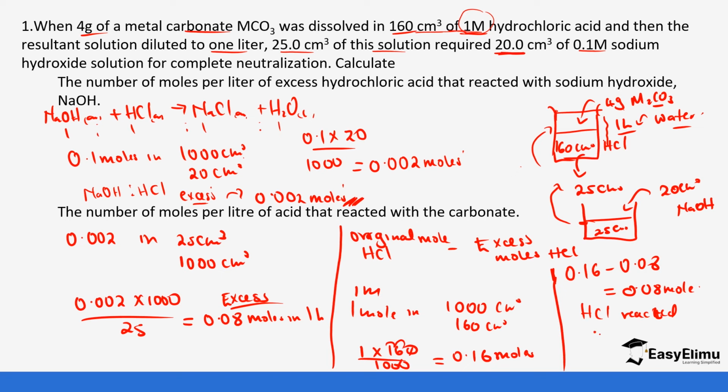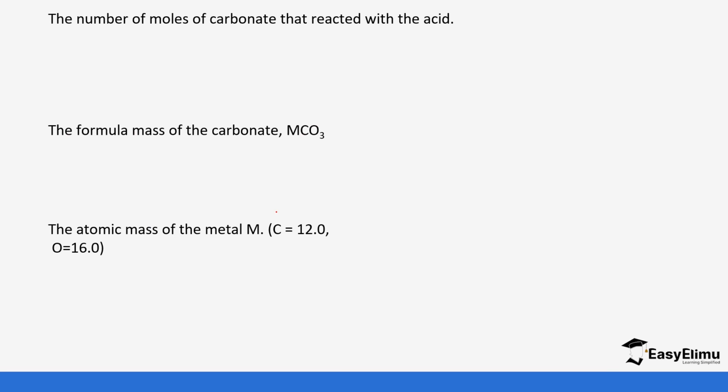So these are the moles of HCl that reacted with the carbonate. So I hope you have understood what we have done. So we calculated the original moles. The original moles were 1 molar of hydrochloric acid dissolved in 160. So it means 1 mole was in 1000, but we only used 160. So we get the actual moles, which was 0.16. But the ones that were excess that went to react with sodium hydroxide was 0.08 moles that we had calculated before. So we subtract the excess from the original, so we get the actual that reacted with the carbonate. Now we have the moles of the acid that reacted with the carbonate.